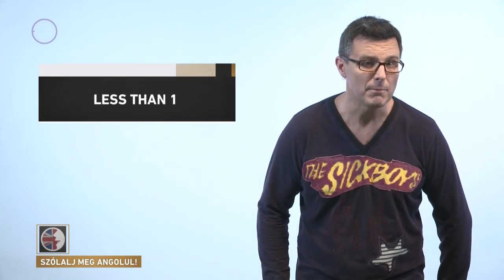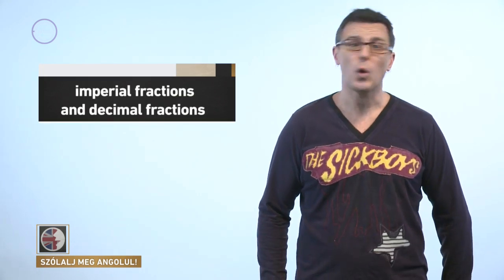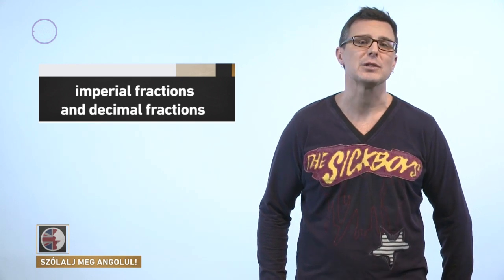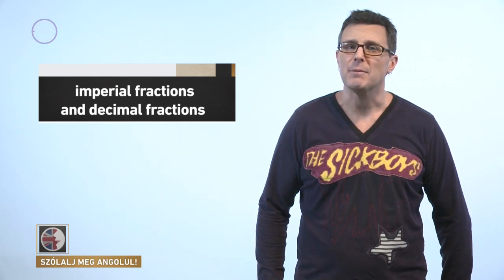Okay, now let's try something different. Let's try moving in the other direction. We've looked at large numbers. Now let's look at some smaller numbers. Let's look at some fractions. Let's look at numbers which are less than 1. Okay, now numbers which are less than 1 are called fractions. We can either use imperial fractions or we can use decimal fractions. They're the same. We just write them and say them differently.